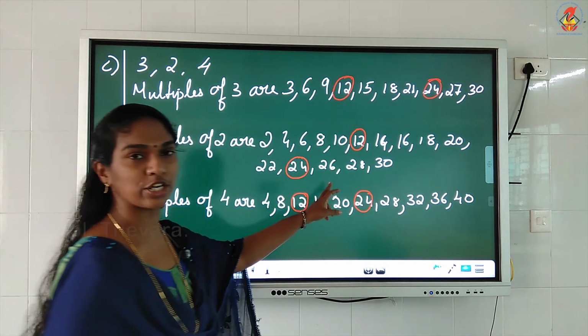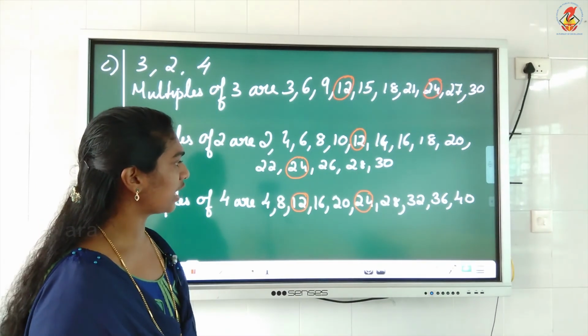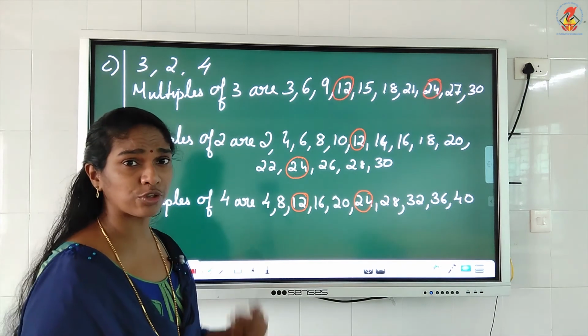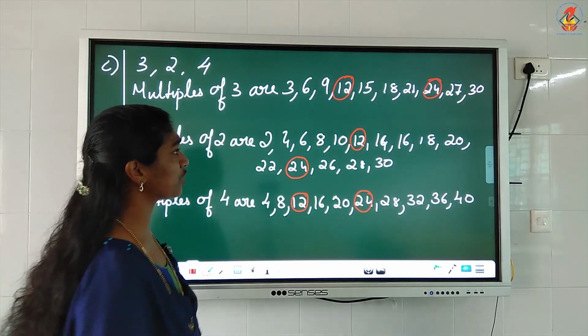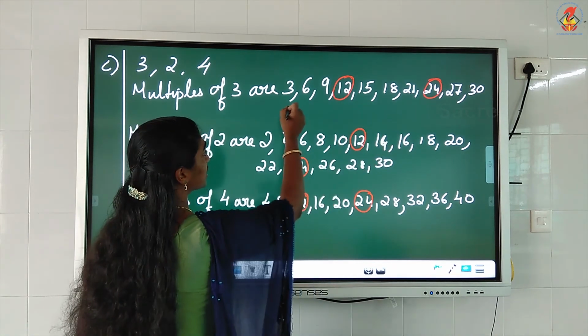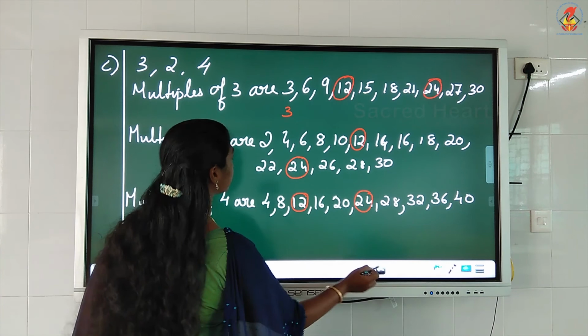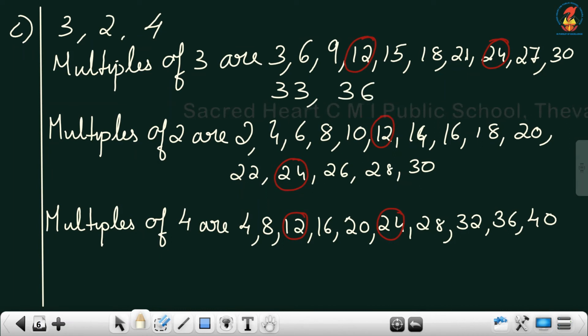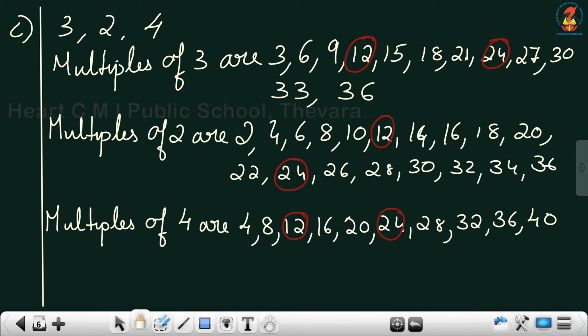Now understood why I extended 2's table? It's because of this. Then, next after 24, we can't see anything common. So we'll have to extend our numbers. Multiples of 3 have stopped at 10. 3 10s are 30. 3 11s are 33. 3 12s are 36. I think that will be enough. Now coming to 2's table, 32, 34, 36. See, I have got the third multiple now. 36 over here, 36 over here, 36 over here.